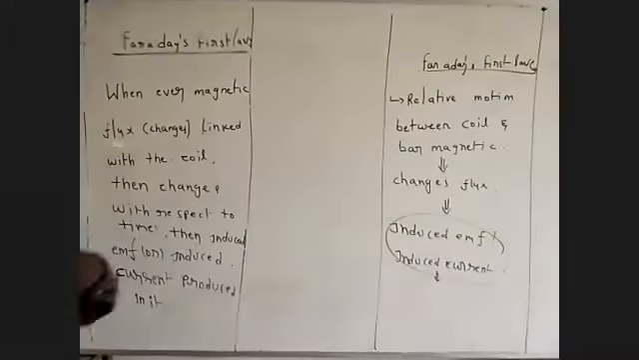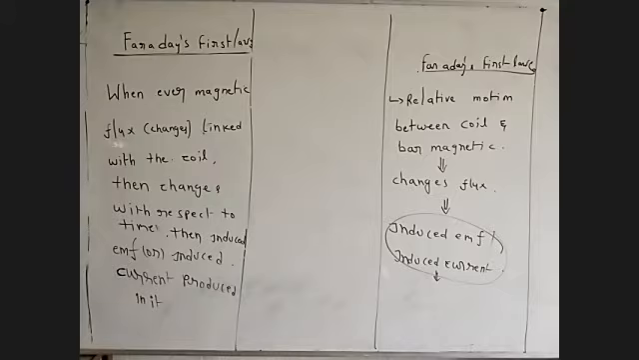Changing magnetic flux will produce induced current. What is the meaning of Faraday's first law? Definition of Faraday's first law: whenever magnetic flux linked with the coil changes with respect to time, then induced EMF or induced current is produced in it. That is the Faraday's first law definition.